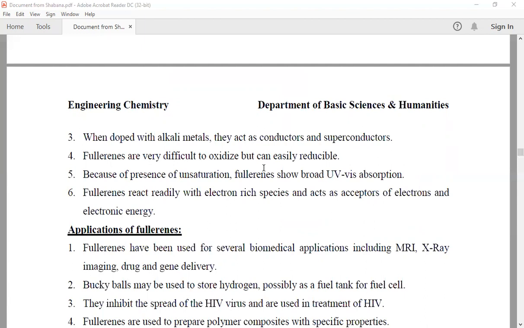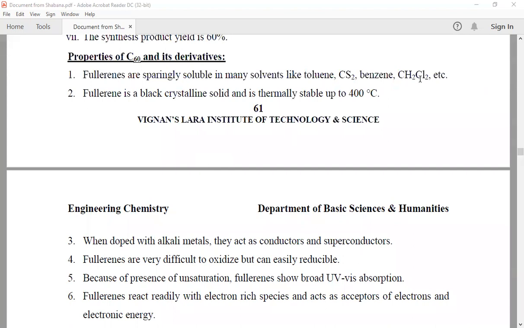When other atoms are trapped inside the fullerene, it forms a compound known as endohedral fullerene. When a metal is used as the endohedral fullerene, it is called metallofullerene. Next, coming to the solubility of the fullerene, it is sparingly soluble in many solvents. Common solvents for the fullerenes are toluene and carbon disulfide.